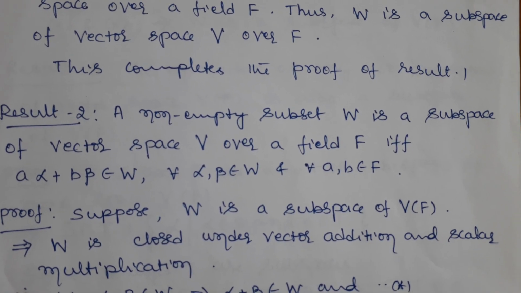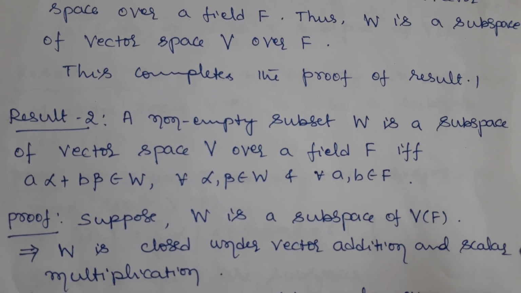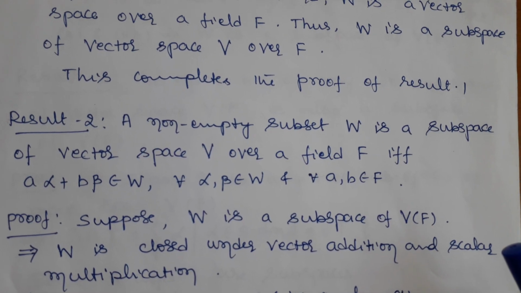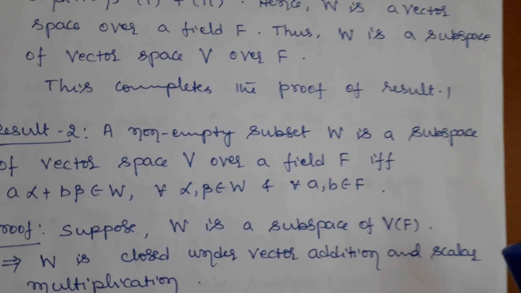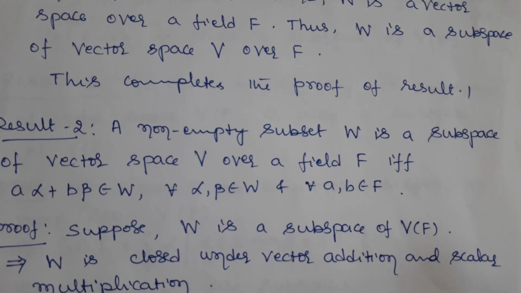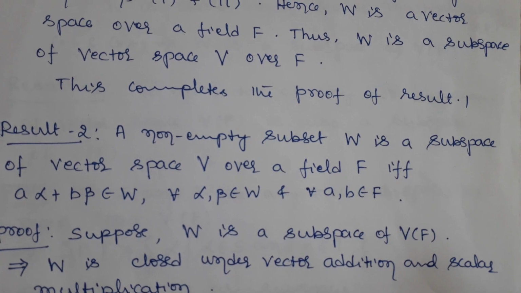Now we already discussed in the first class what's the definition of vector space, what's the definition of subspace, and also we discussed one result. A non-empty subset W of a vector space is a subspace if and only if it is closed under vector addition and also scalar multiplication.